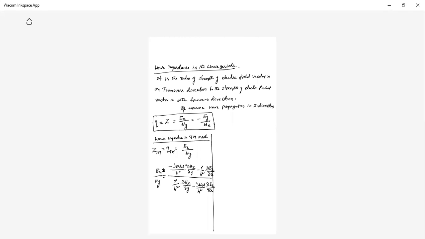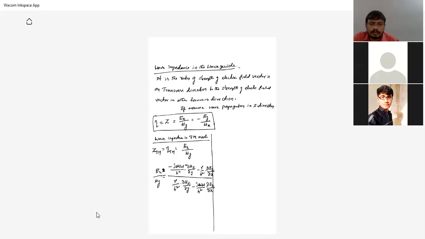We already derived these field components at the beginning of the rectangular waveguide, the general equations for Ex, Ey, Hx, Hy. From that we are taking these equations. Ex is equal to minus j omega mu by h square dou Hz by dou y minus gamma by h square dou Ez by dou x, and Hy is equal to gamma by h square into dou Hz by dou y minus j omega mu by h square into dou Ez by dou x.